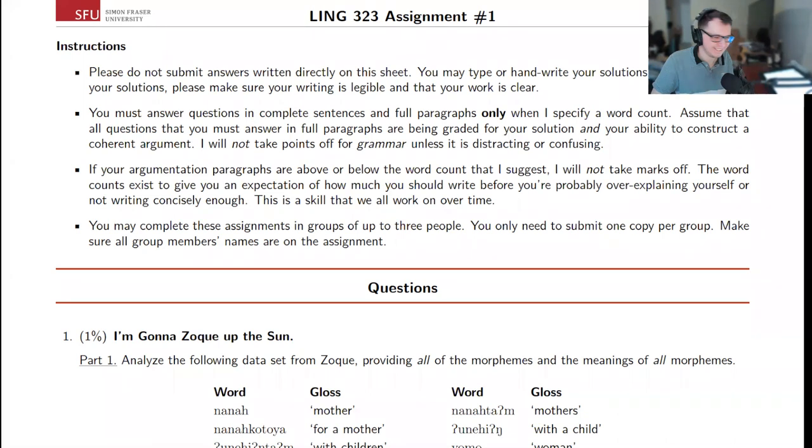You can just write answers in point form unless I specify that I want it written, in which case, please write it as a paragraph. I have some word counts suggested for things on these assignments, but I'm not grading for word count. If you're way under or way above the word count, I don't care. You're not losing marks for that. What matters more is your ability to explain your thoughts. So if you have to take 1,000 words to explain your thoughts, go for it. If you can do it in 100 words, go for it. But the goal is to get you explaining yourselves as best as possible in as few words as possible.